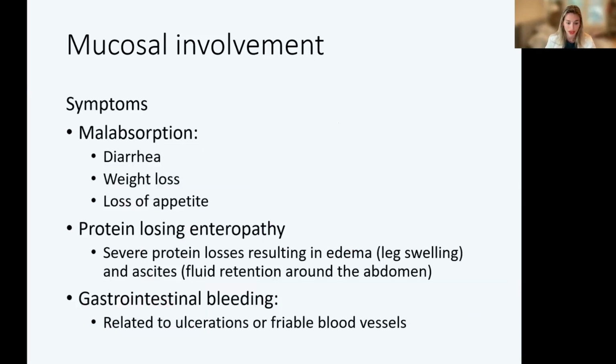Mucosal involvement of amyloidosis might result in symptoms such as malabsorptive symptoms, diarrhea, weight loss, loss of appetite, protein-losing enteropathies, such as severe protein losses resulting in edema and ascites or fluid retention around the abdomen, which may be somewhat difficult to tie apart from cardiac involvement or fluid overload from heart failure, and GI bleeding resulting from ulceration or friable vessels.